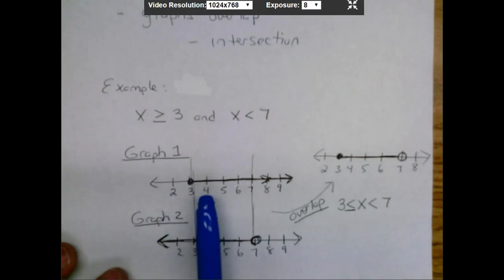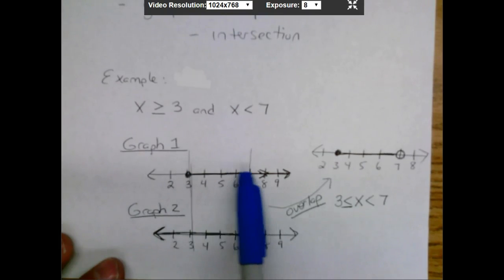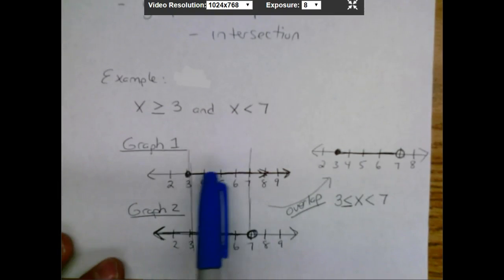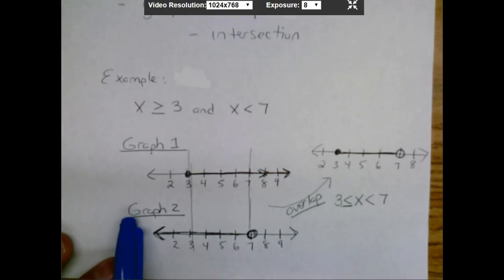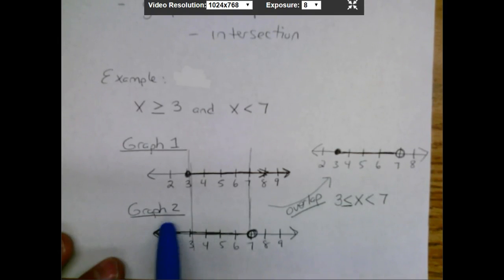So here we just graph the first one, right? Here's the first one. x is greater than or equal to 3. We fill in the 3. We go to the right because it's greater than, and there's graph number 1. Then we look at graph number 2. We set it up the same. And here, x is less than 7. We start at 7. We don't fill it in because it's not equal to 7. It's less than 7. And we go to the left.